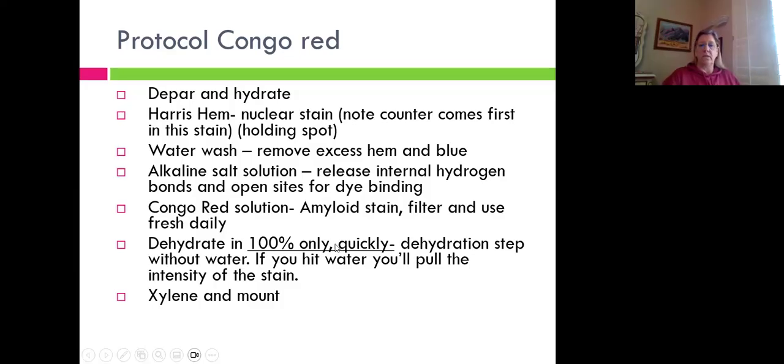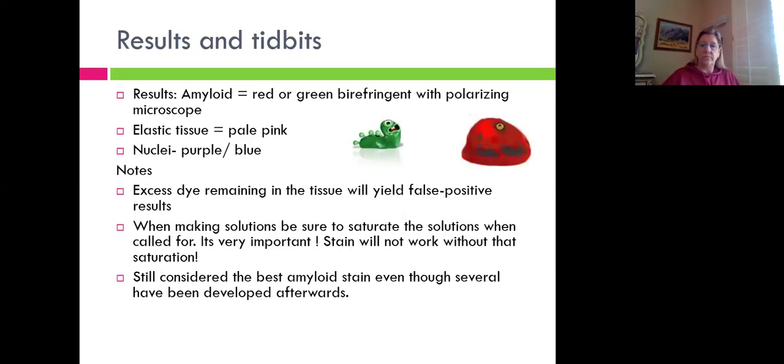Okay. Because you don't want this Congo red carrying over into other special stains or your H&E. So once you hit it with xylene, you're safe. Go through a couple changes of xylene, 2 or 3, and then mount it. Now, your results: your amyloid is going to be red under light microscopy, or it's going to have green birefringence under a polarizing microscope. Any elastic tissue will be a pale pink, and your nuclei are going to be purple.